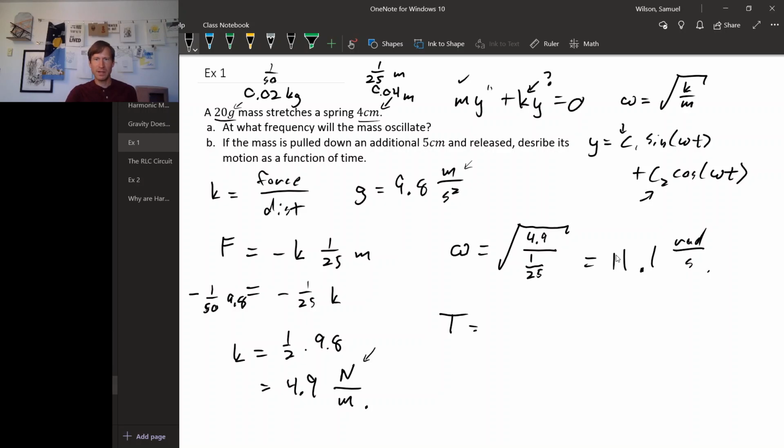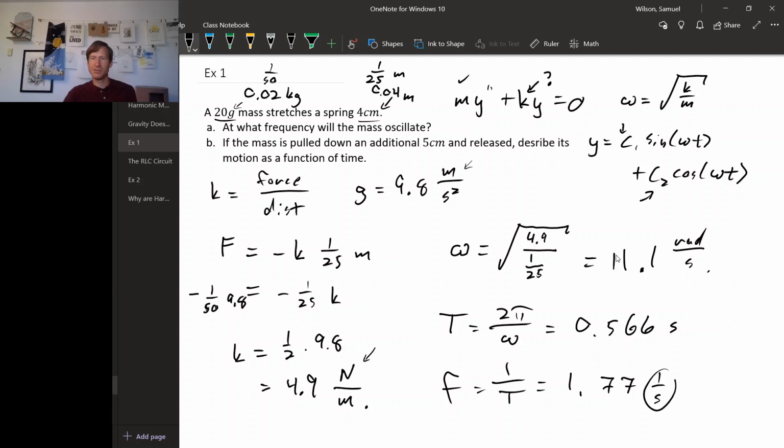Okay, the period is 2 pi over omega. I guess it didn't explicitly ask for the period, but that's 2 pi over omega. So let's do 2 times pi divided by 11.1. This is 0.566, and that's going to be in seconds. And the frequency is just 1 over the period. So the reciprocal of this, and that's 1.77, rounding it off a bit. And this is in units of per second, otherwise known as hertz, so cycles per second. So 1.77 cycles per second is the frequency that this mass will oscillate at.